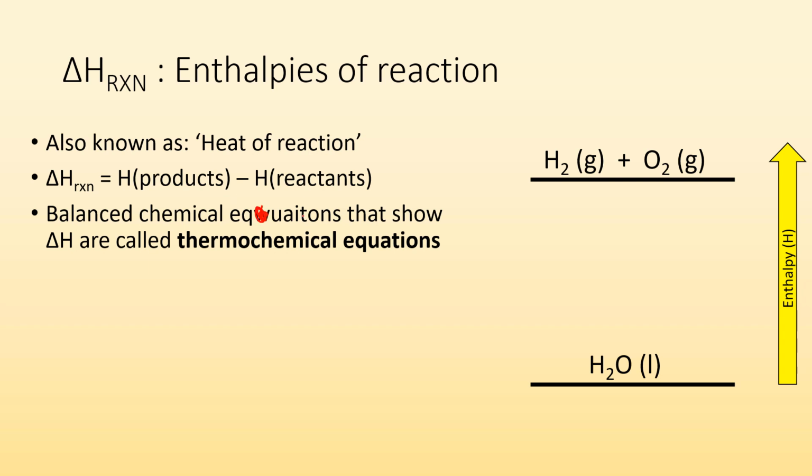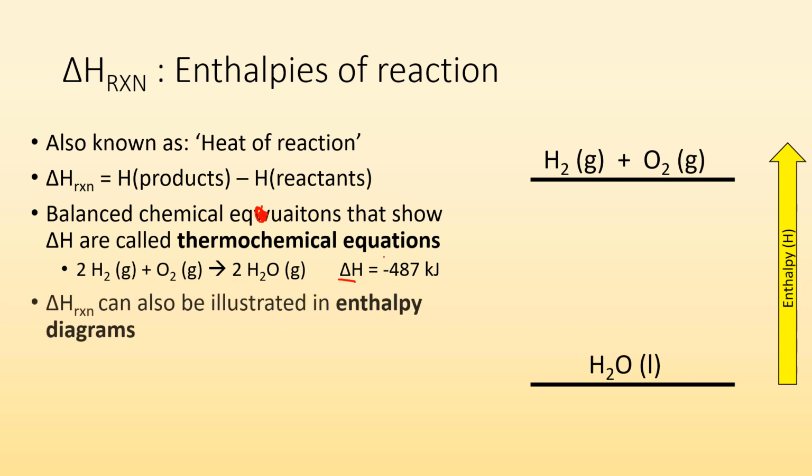A balanced chemical equation that shows DeltaH we call thermochemical equations because it's a chemical equation that shows you the therm, the heat. Right, so if I had something like this, 2H2 gas plus O2 gas giving me 2H2O gas, and then a little DeltaH equals negative 487 kilojoules. That's a thermochemical equation. We can also illustrate these with enthalpy diagrams, which is what I got over here.